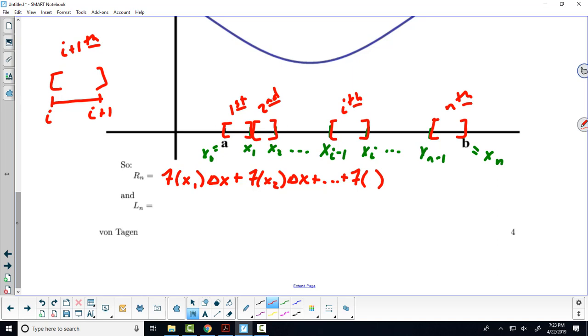So for this first rectangle, we picked the what value? The right endpoint of it. Oh, for the right, sorry. x1. Yep. And so then what's this one? x_i, the x_i value, delta x, plus dot dot dot, plus, what do we pick for our last one? x_n delta x. Can you see us actually selecting the right value of each interval?